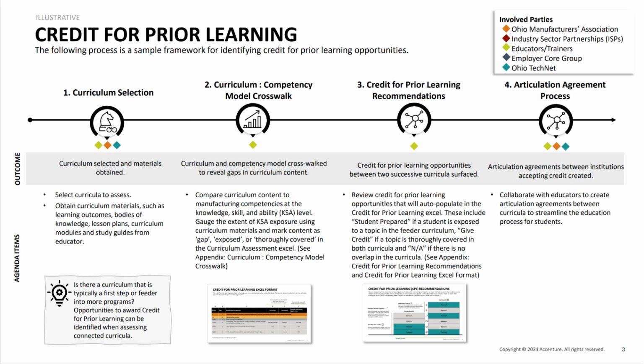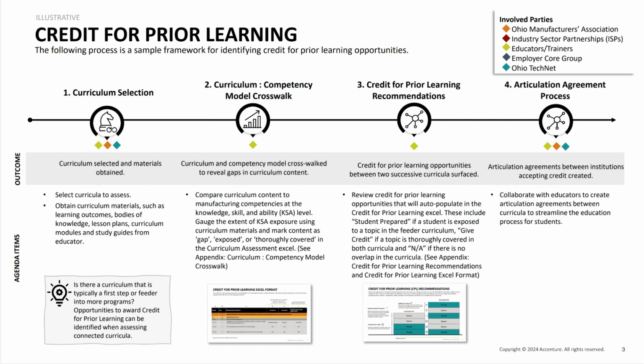Alrighty, hello there everyone. I am going to quickly be walking you all through how to perform a credit for prior learning opportunity assessment. The following process is going to describe how to utilize a curriculum assessment to pinpoint curricular overlaps that could lead to students receiving credit for prior learning.